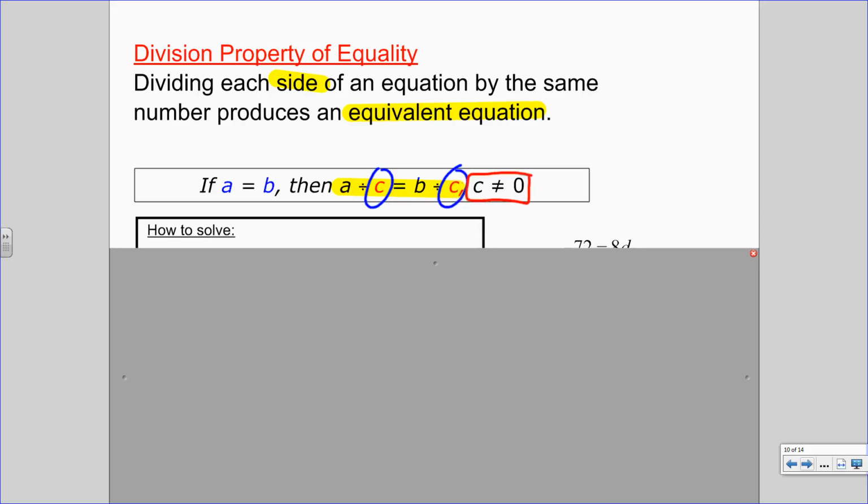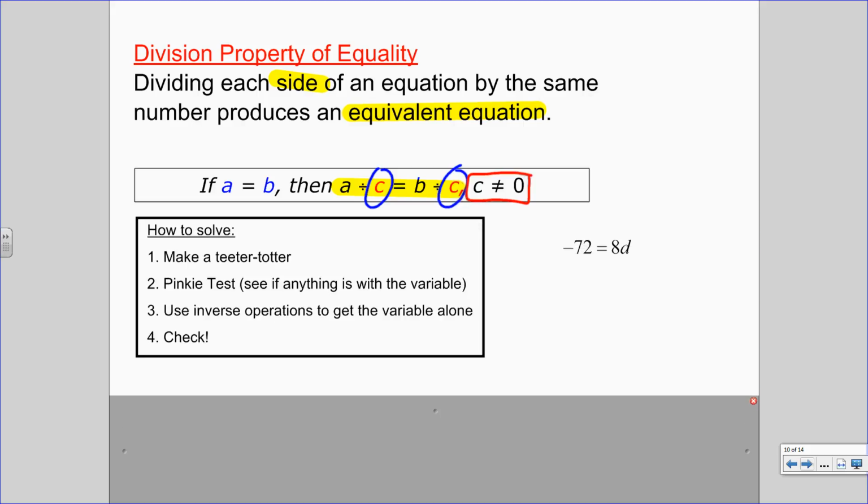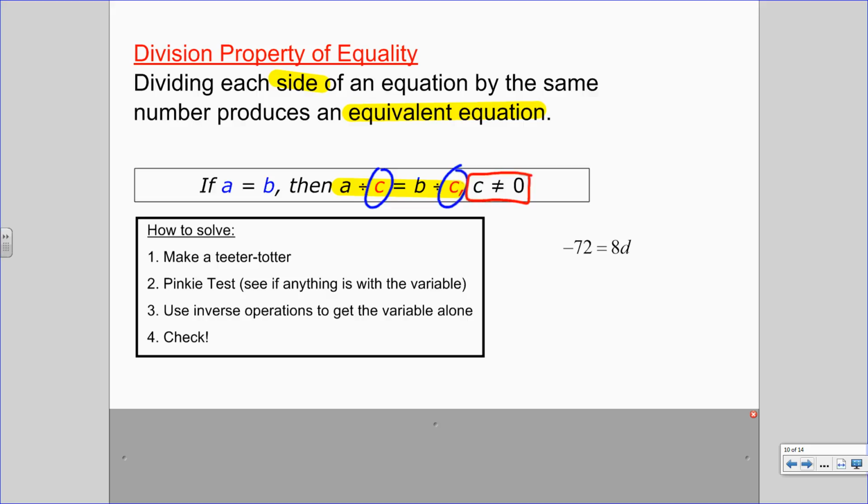So we're going to solve some equations, and you have these steps on your notes to do that. They're very similar to your steps for addition and subtraction. First of all, you're going to make a teeter-totter or a railroad tracks. Then you're going to perform your pinky test to see if there's anything with a variable, and use your inverse operations to check.